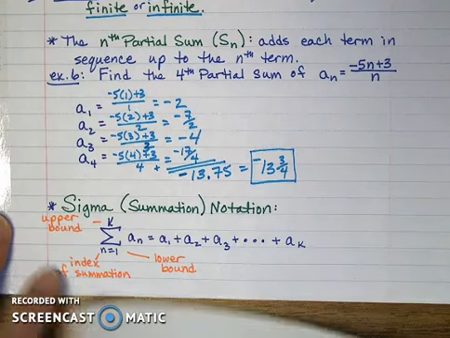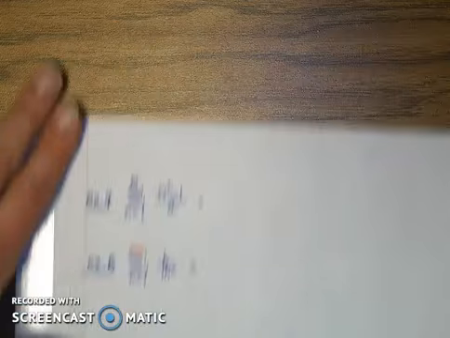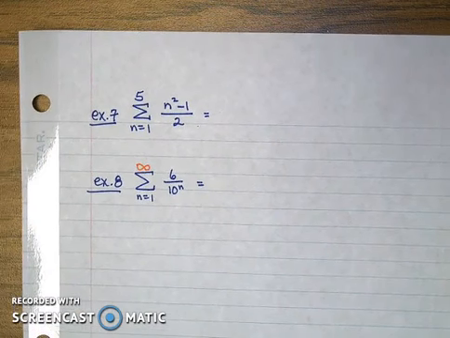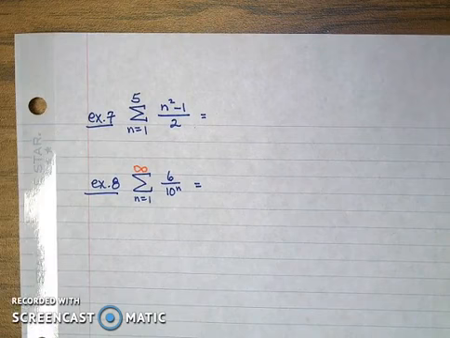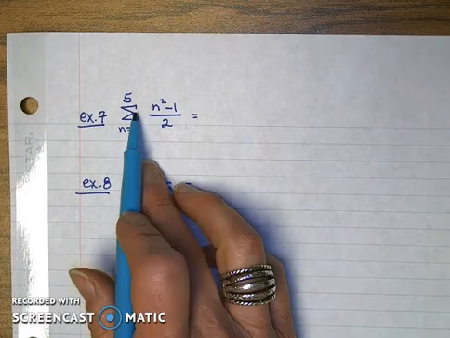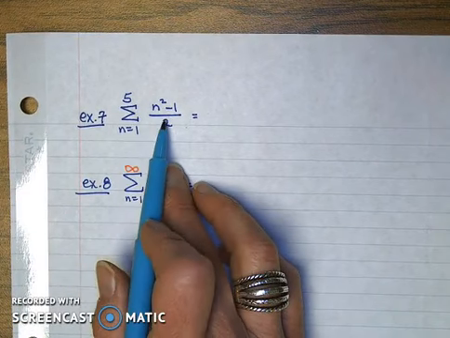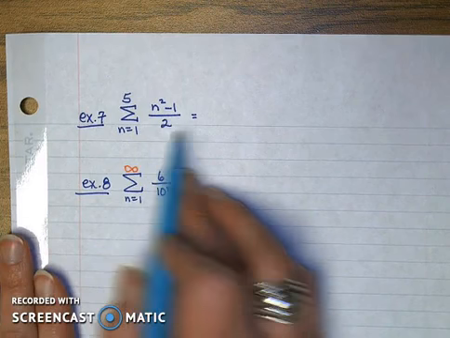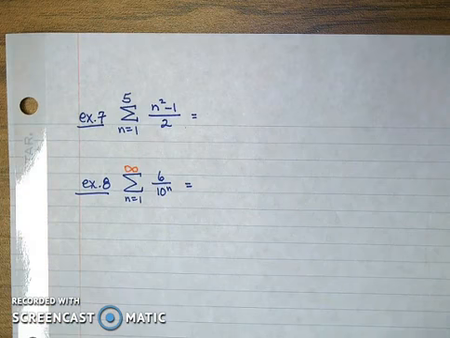Example 7 is the summation from 1 to 5 of n squared minus 1 over 2. So when we plug that in, let me get some paper underneath here. It'll show up a little bit better.